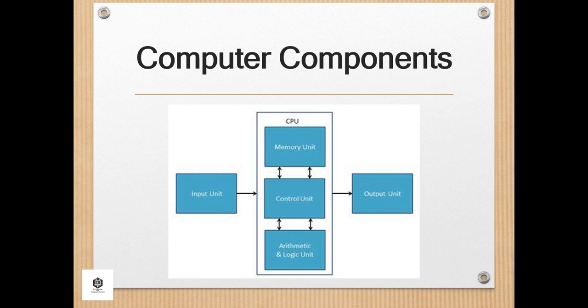CPU or Central Processing Unit. CPU is considered the brain of the computer. CPU performs all types of data processing operations. It stores data, intermediate results, and instructions or programs. It controls the operation of all parts of the computer. CPU itself has the following three components: ALU or arithmetic logic unit, memory unit, and control unit.